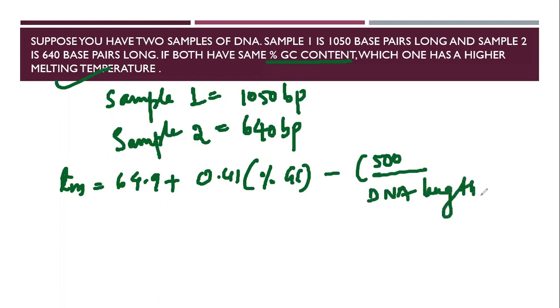Now the thing is that they have said they have got the same percentage of GC. So you can use any percentage, whether 10 percent or 20 percent, but you have to use it for both. So take any random number for percentage of GC. Let us take 80, or you can take 100 also, no problem. Whatever number you take for the percentage of GC, it has to be the same for both.